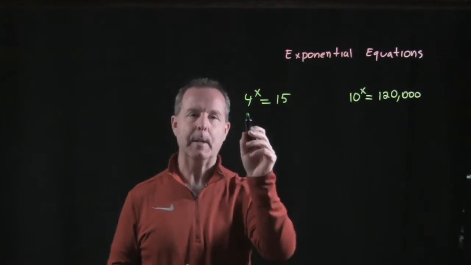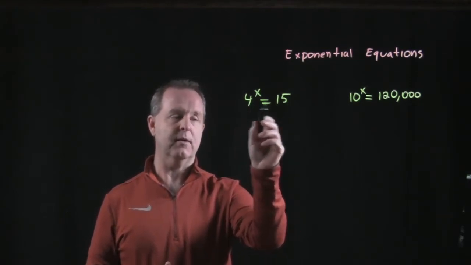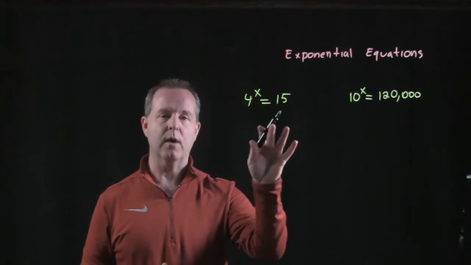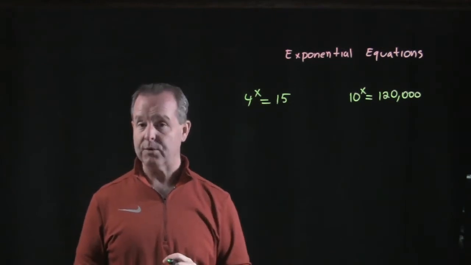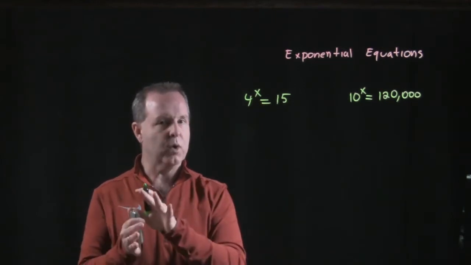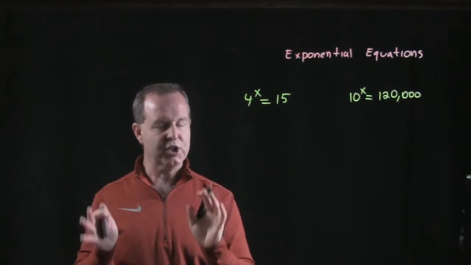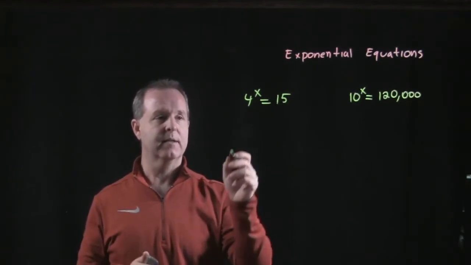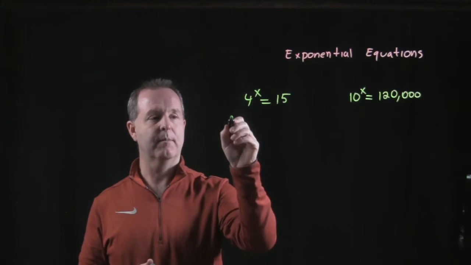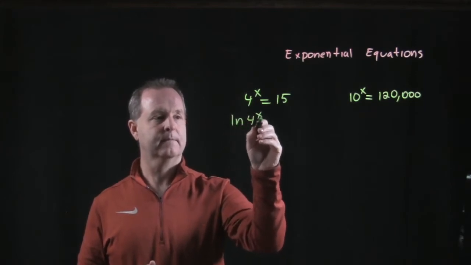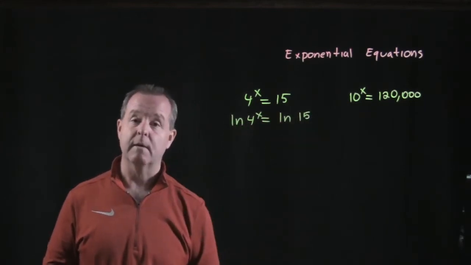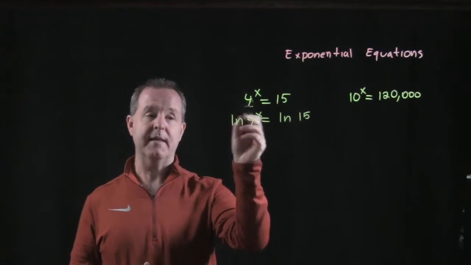So for bases that are not common, in this particular case, there's no common base in either one of those, what we're going to do is we're going to take the natural log of both sides. Because again, whatever you do to one side of the equation, it's good as long as you do it to the other side. So let's take the natural log of both sides. From there, I can drop the x down.